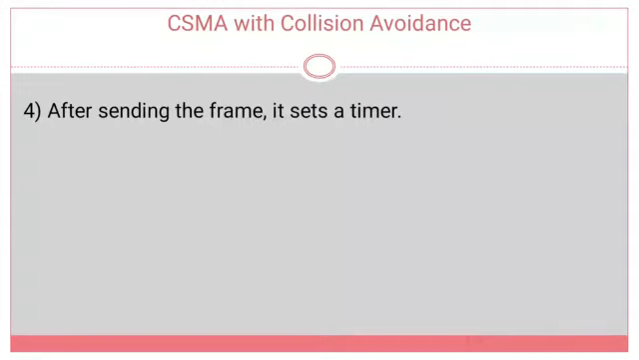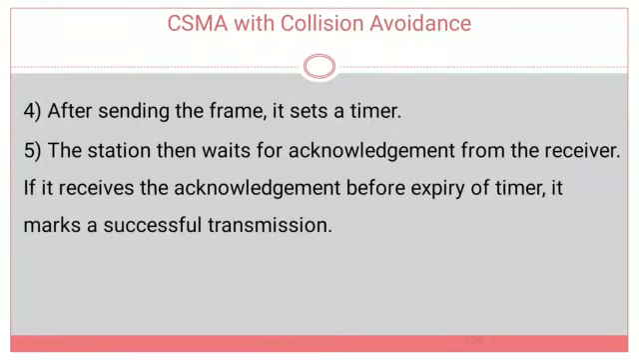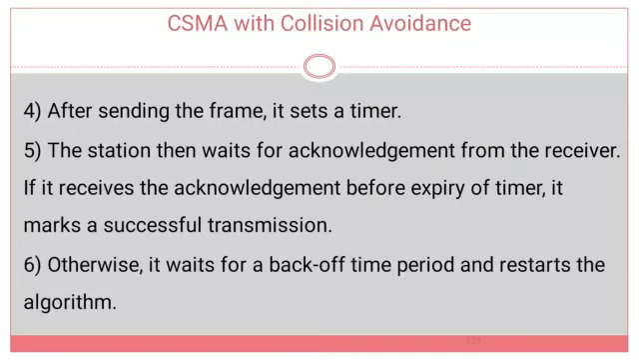So when the transmitting station sends a frame, along with that it sets the timer. The station then waits for the acknowledgement from the receiver. If it receives the acknowledgement before expiry of the timer, it marks it as a successful transmission. Otherwise, it is considered that a collision has occurred in the transmission channel. So it waits for a back off time period and restarts the algorithm from the first step.